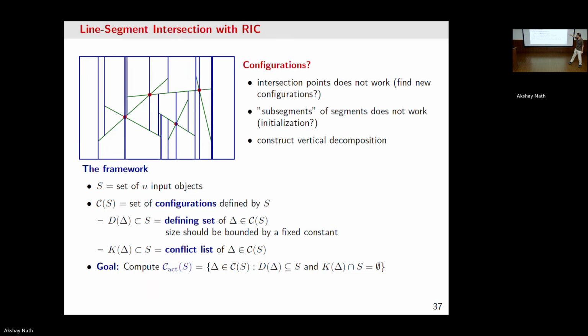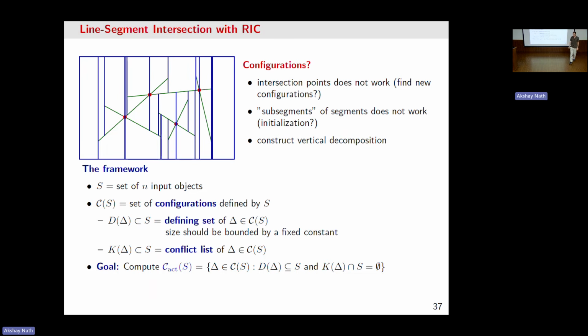Okay. These regions are all trapezoids or triangles, right? So they have a top side. The top side could be part of a segment, or it could be part of the bounding box. They have a bottom side, again, could be a segment or the bounding box, and it has a left side and a right side, which are vertical segments, and they may degenerate into a point. Right? So they could also be triangles. So this is the vertical decomposition.